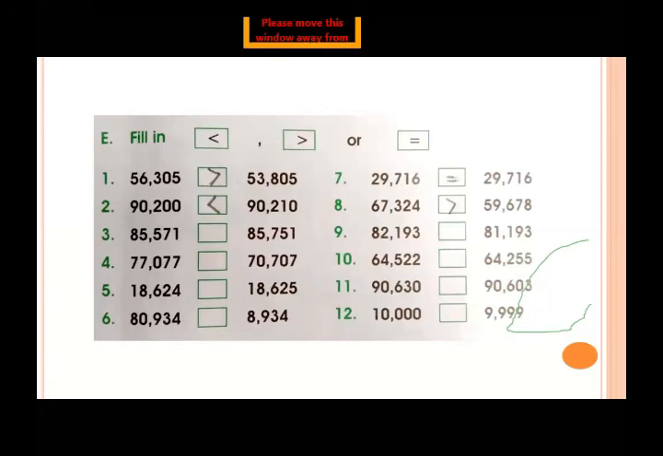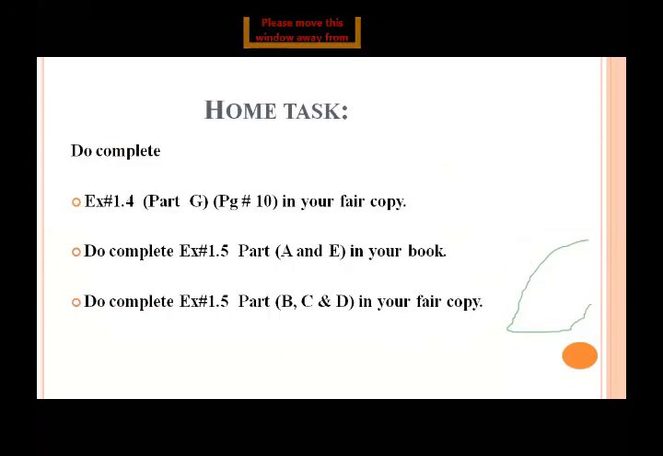Our today's lesson ends at this part, till part E. If you have any question regarding all these parts, then ask me. Now here I am sharing the home task. Exercise 1.4 part G, page number 10 in your fair copy. Exercise 1.5 part A and E in your book, and exercise 1.5 part B, C, D in your fair copy.